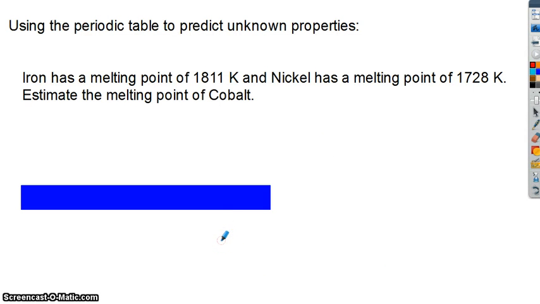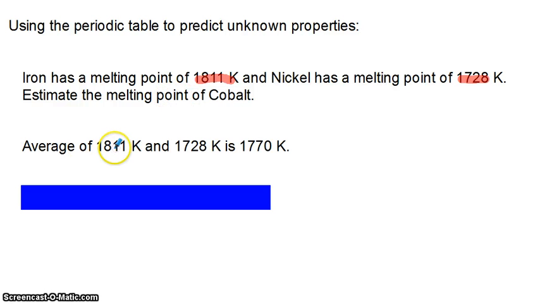We can use these repeating patterns of the periodic table to predict unknown properties. For example, if we have already measured the fact that iron has a melting point of 1811 Kelvin and nickel has a melting point of 1728 Kelvin, we can estimate the melting point of cobalt. Cobalt falls in between iron and nickel on the periodic table, and so because of these periodic patterns that form on the table, we should expect that it probably has a melting point somewhere in between those two. It's not perfect, it's not infallible, but it's possible.